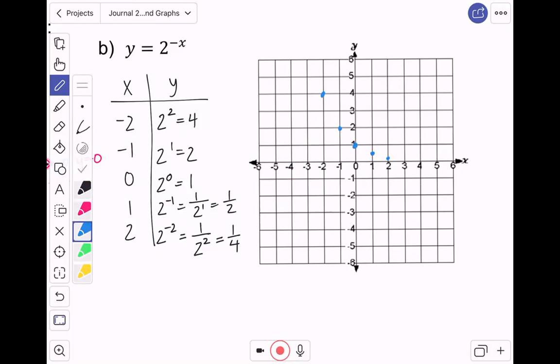And we can see, again, it does the same thing, but now it's like flipped. And so as x is approaching positive infinity, it's now getting closer to the asymptote. Again, this is another asymptote at y equals 0.